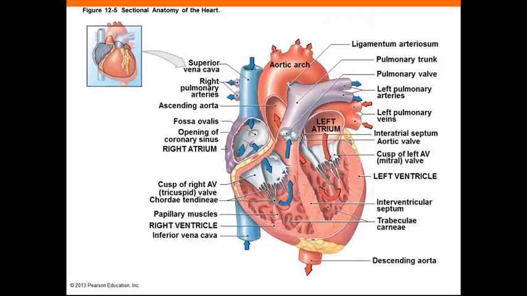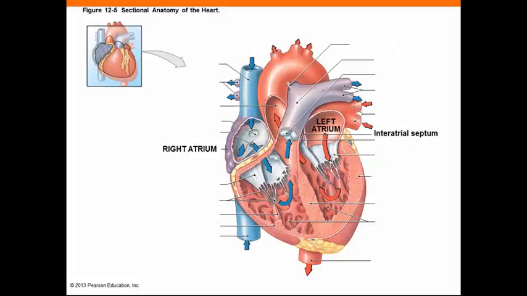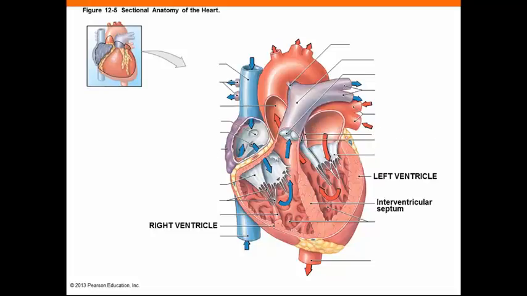Now let's look at the internal anatomy of the heart. Labeled here are the atriums, and you can see the space that they create. But in between them, we also have this wall that separates the two atria called the interatrial septum. The interventricular septum separates the two ventricles.